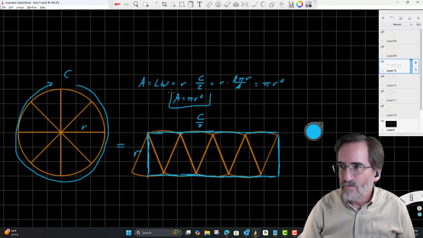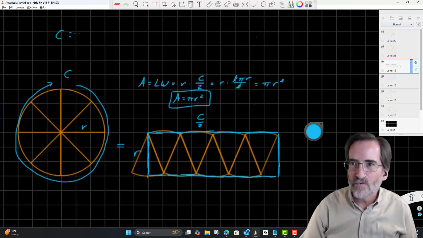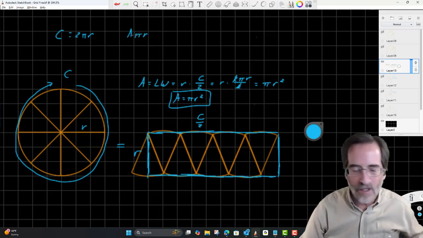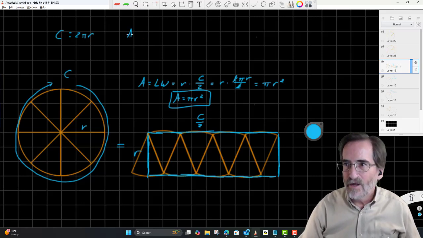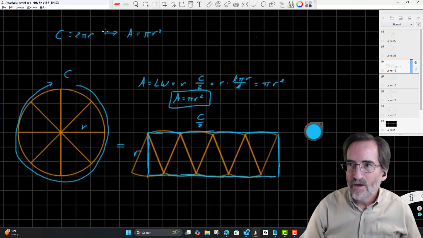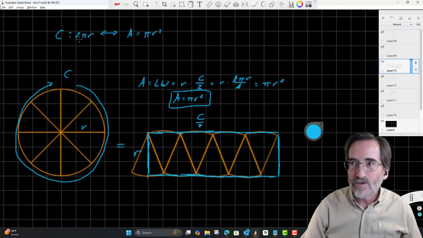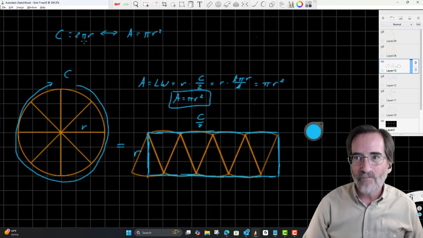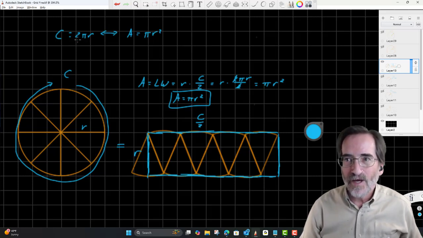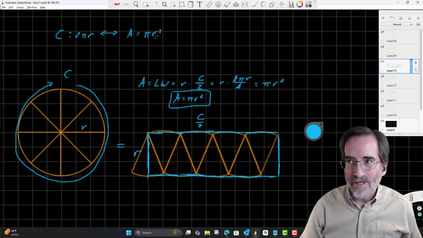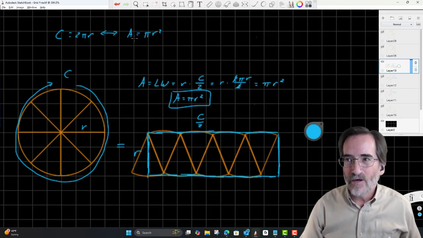Now I want you to compare these two formulas, C equals 2 pi r, and A equals pi r squared, right next to each other. Okay? They both have a 2. They both have a pi, they both have an r. That's what they have in common. What's different is circumference has the 2 in front. Area has the 2 on the right as the exponent. 2 pi r squared. Good way to remember them.